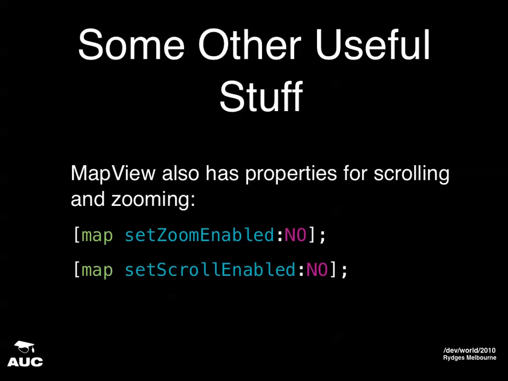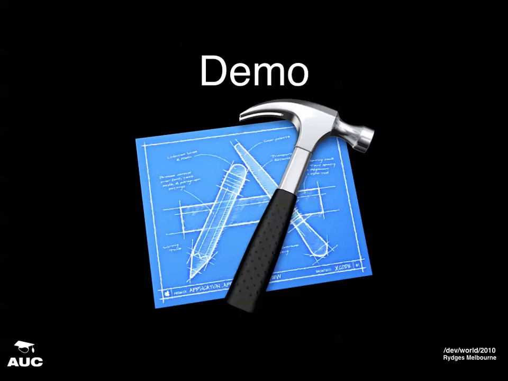There are a couple other useful properties that MapView has. Well, it's got hundreds actually, but these are two of the more useful ones. Set zoom enabled and set scroll enabled. They take Booleans. If you set them to no, then you can't scroll or zoom, depending on which one you set. Whether you want to use that is really a program by program basis. I just thought I should bring them up because I've used them myself before.